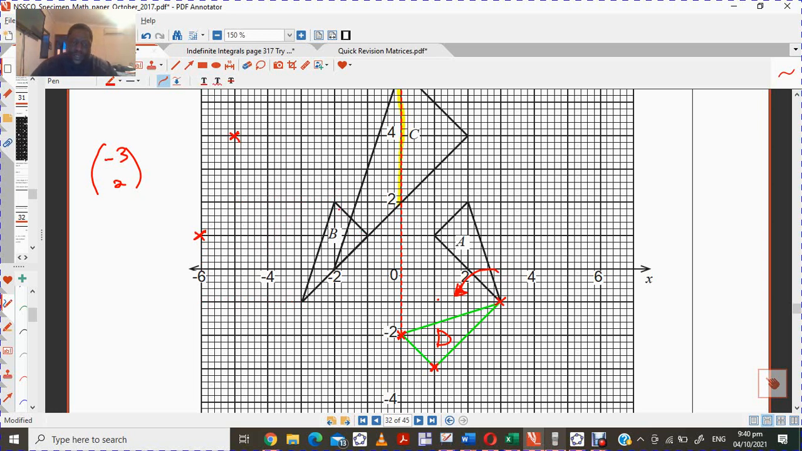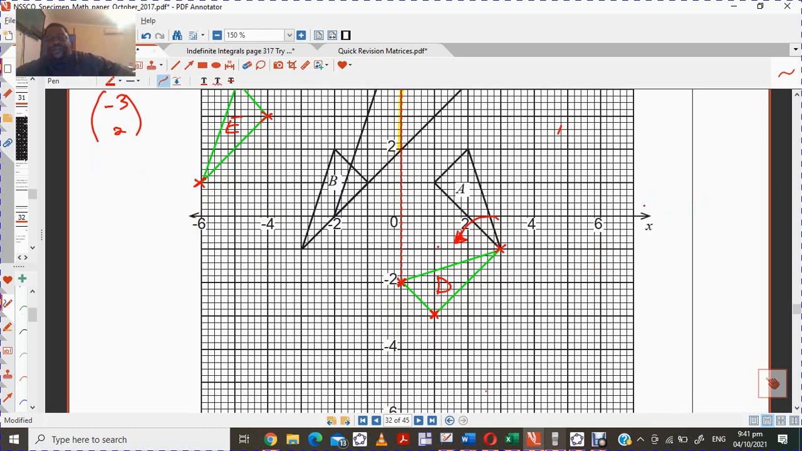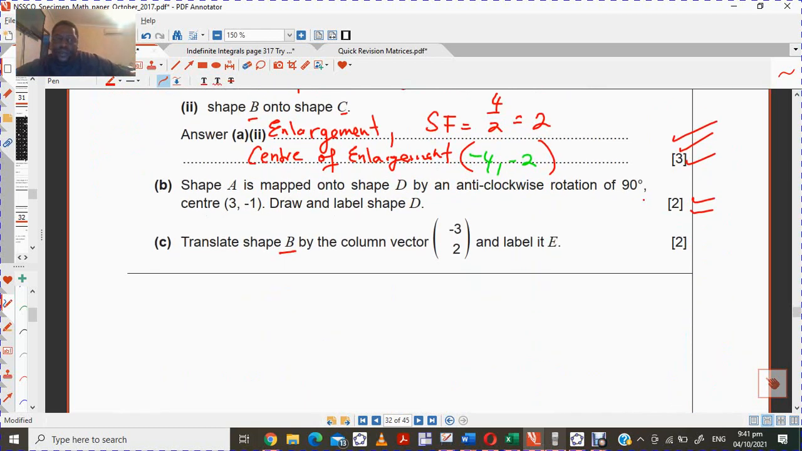All right. So if I take this point, it's going to be 1, 2, 3, and 1, 2, and all the way up there. Good. So that's my shape. And you can actually go ahead and label this one E. So the shape just slid so many units to the left and so many units upwards. That's 2 marks also for doing that particular question.